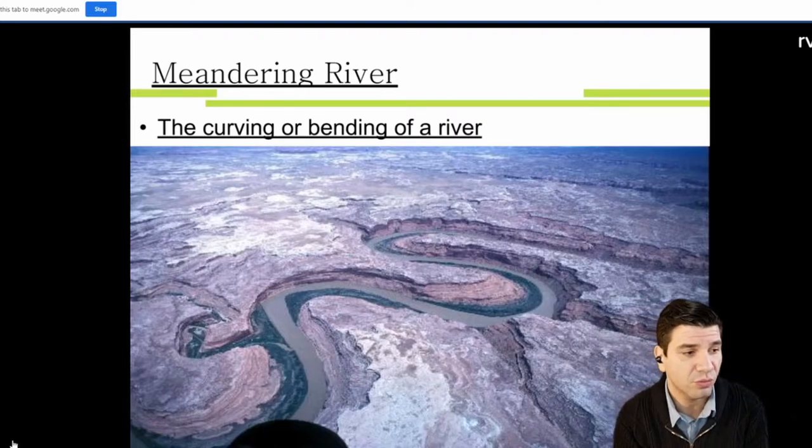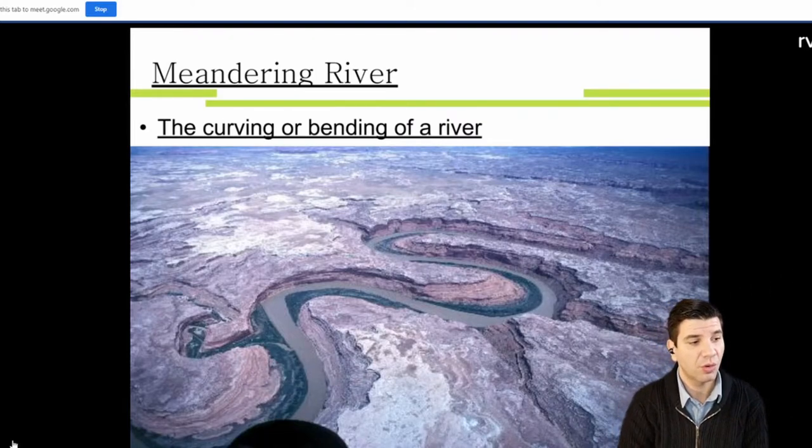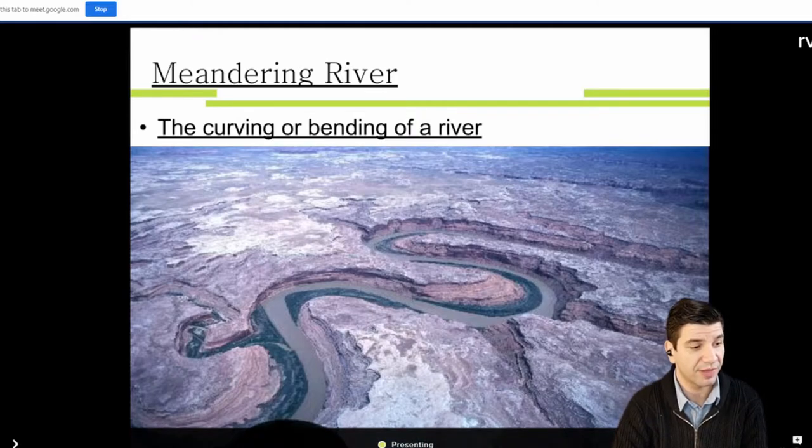Now, let's say we have relatively flat land. Water is going to start flowing in a relatively flat pattern.